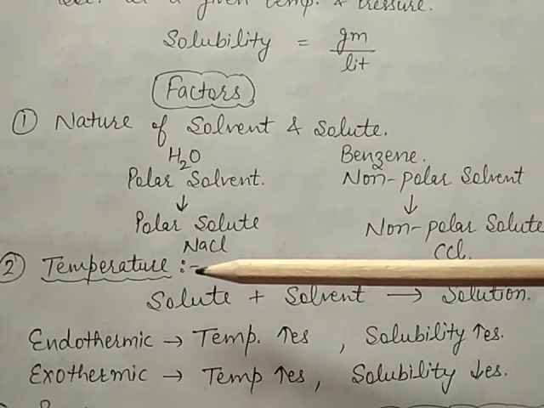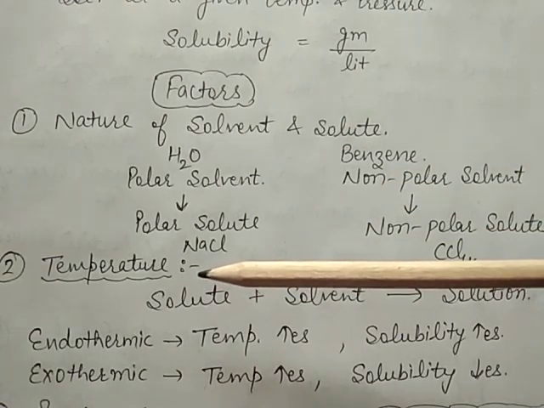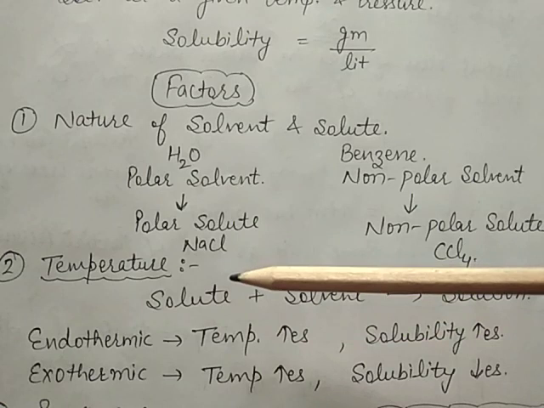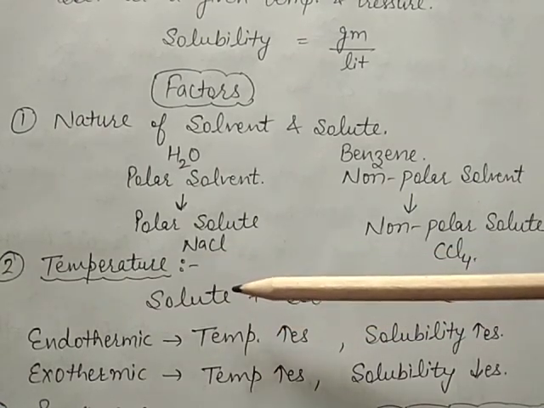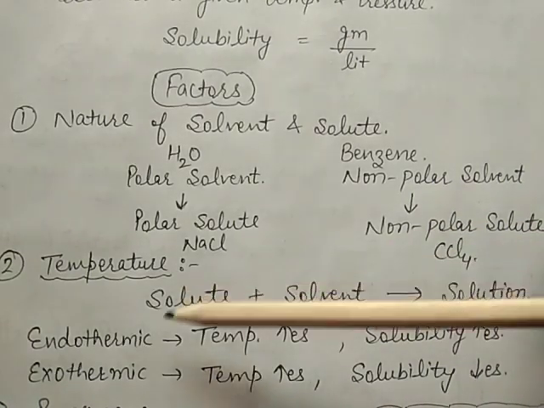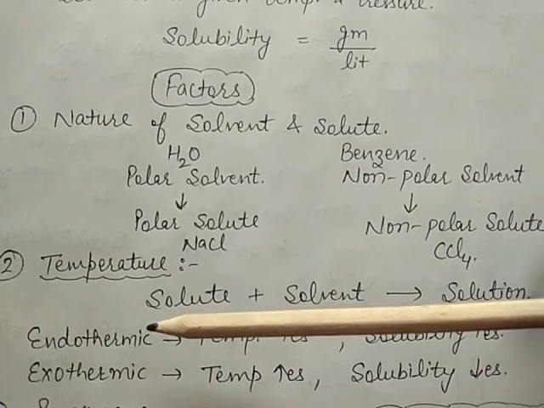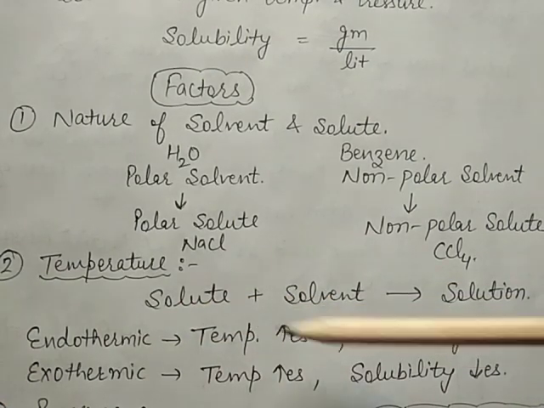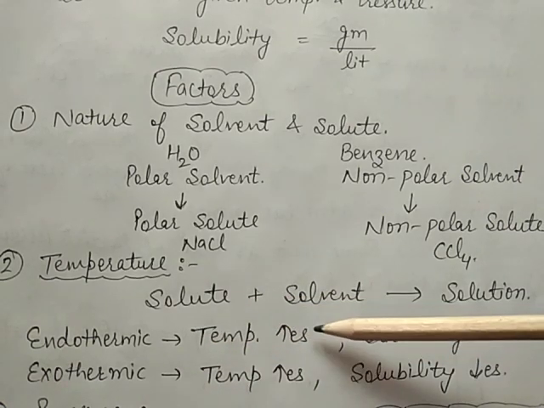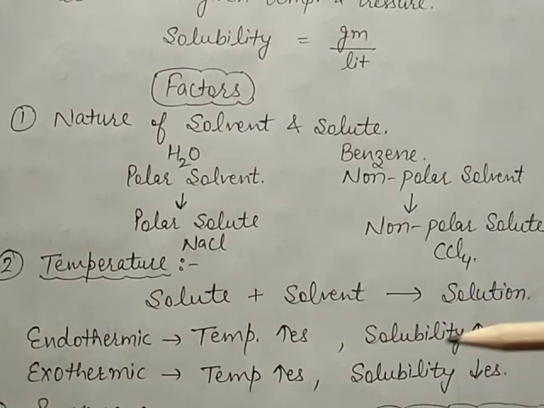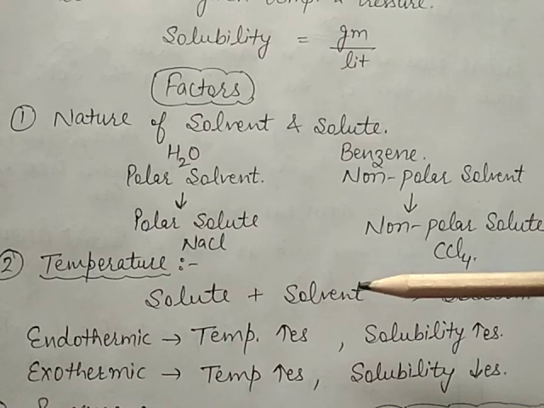Now, the second factor of solubility is temperature. Solubility depends on temperature. Solute plus a solvent forms a solution. In the case of an endothermic process, heat is absorbed. After absorbing heat, temperature increases and solubility also increases. It means solubility is directly proportional to temperature.